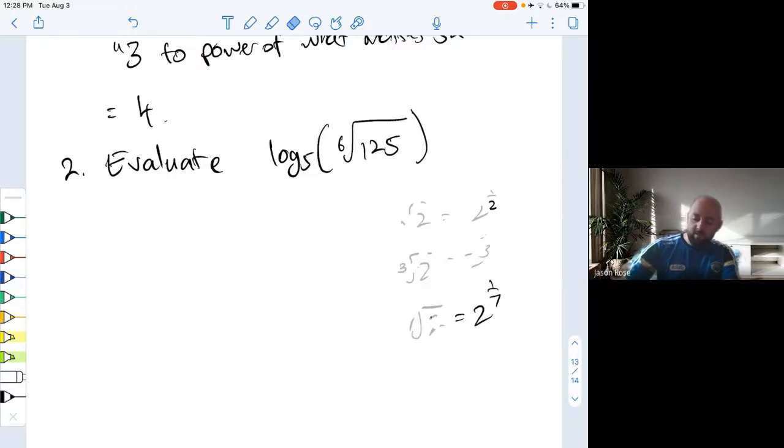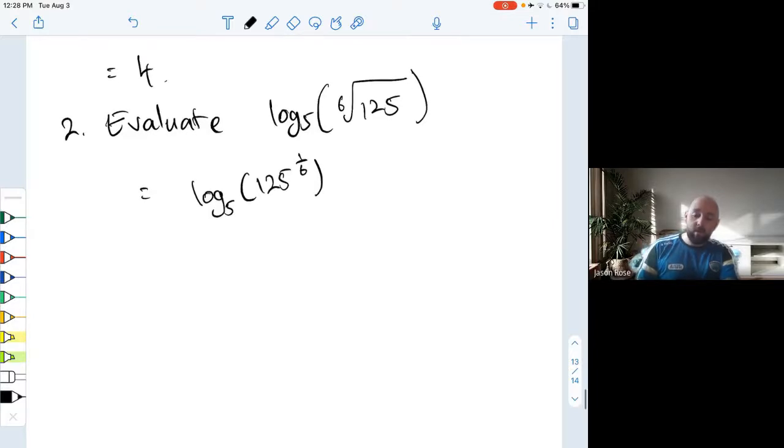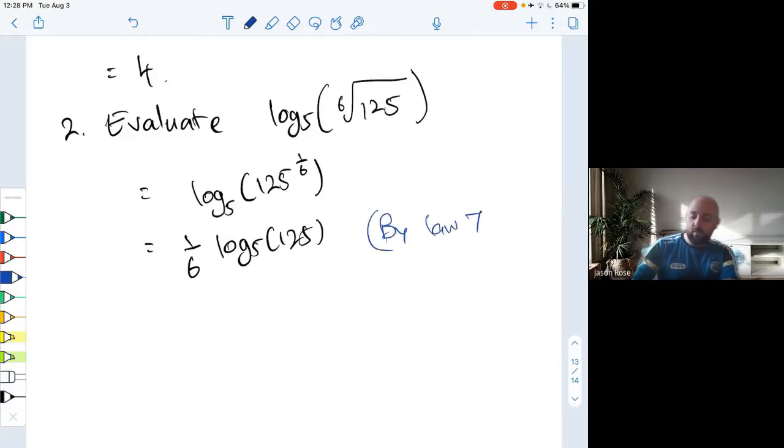So just taking this away here, this doesn't really need to be here. This means that the 6th root of 125 is going to be 125 to the power of 1/6. And now law 7 works. I can move that power that I have down in front. This was by law 7.